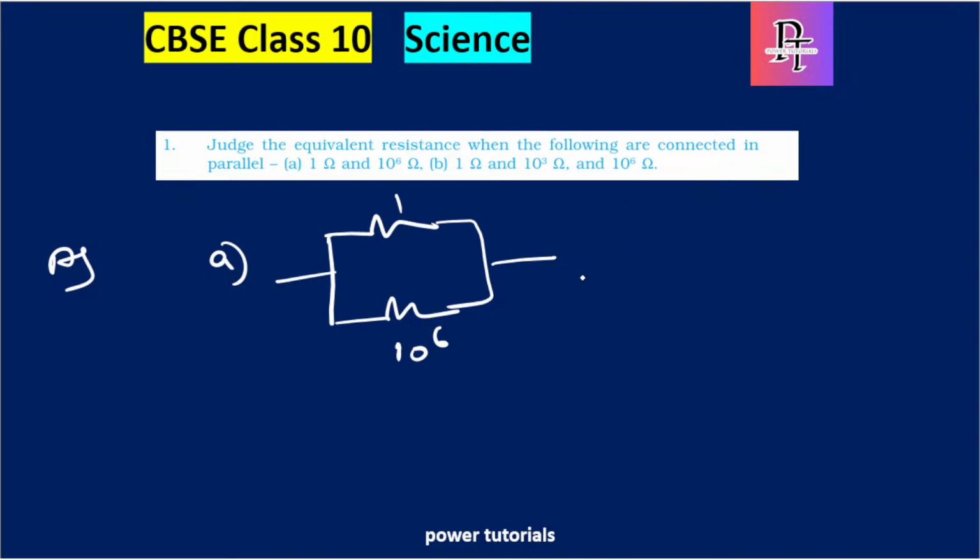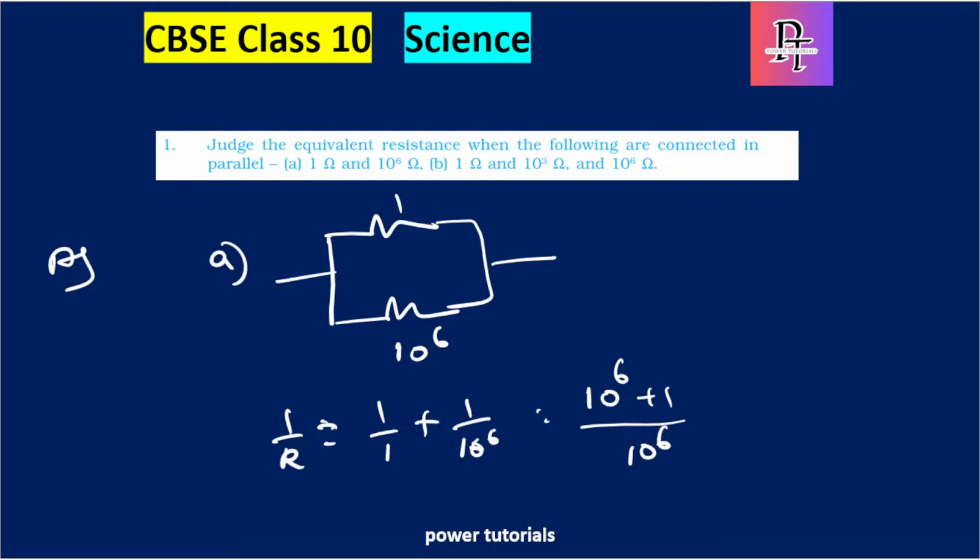So again the same formula, 1 by R1 plus 1 by R2. So 1 by R effective is equal to 1 by 1 plus 1 by 10 power 6. If I take LCM, this becomes 10 power 6 plus 1 by 10 power 6. So 10 power 6 plus 1, I can say it is almost equal to 10 power 6. So I will simply write 10 power 6 by 10 power 6, so this answer is nothing but 1. So R effective is almost equal to 1.